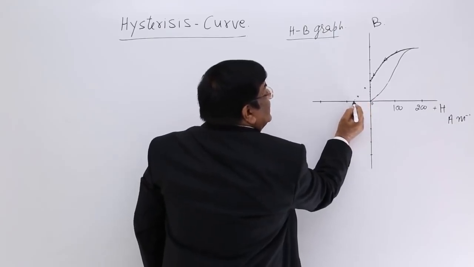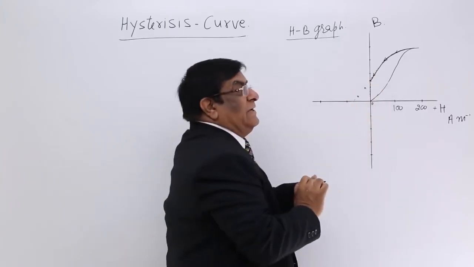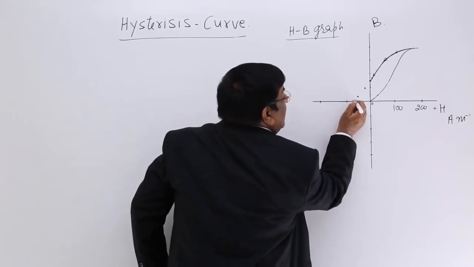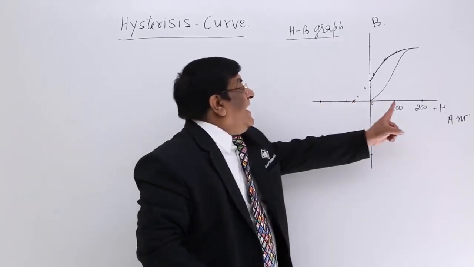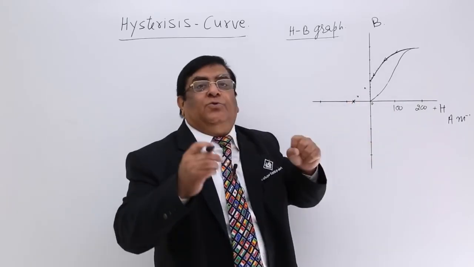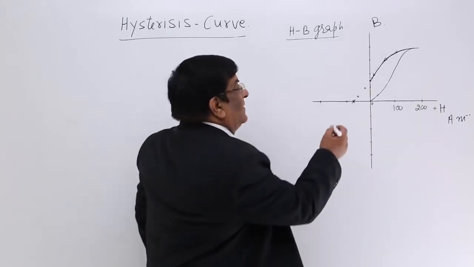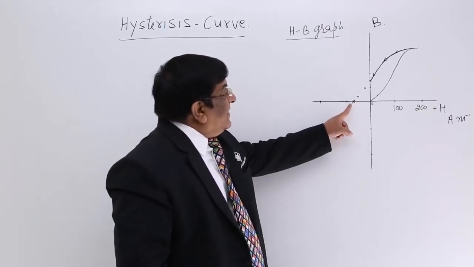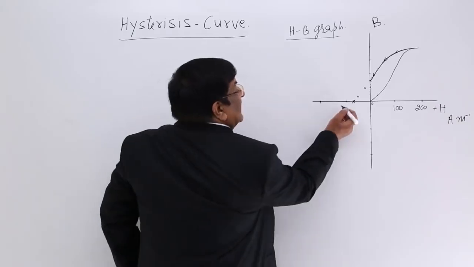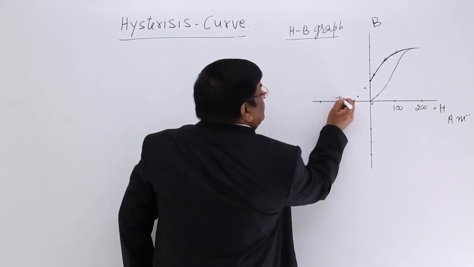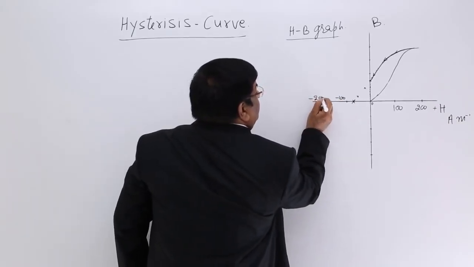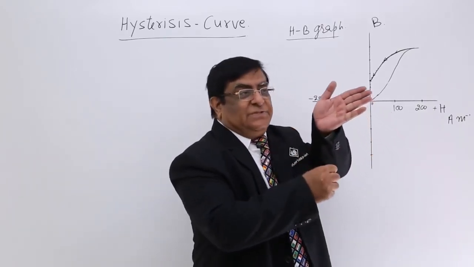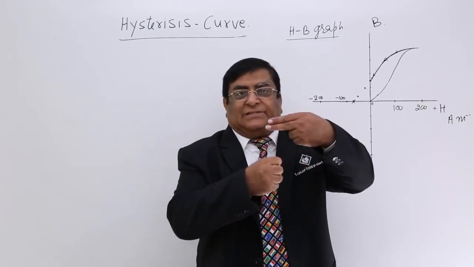Again H is so much negative that the complete B which was retained here has become 0. It is this point. Now H has become successful to break down the B completely at this point. Now what happens? If H is further increased on the negative side, then this has become 0 and H is in this direction.